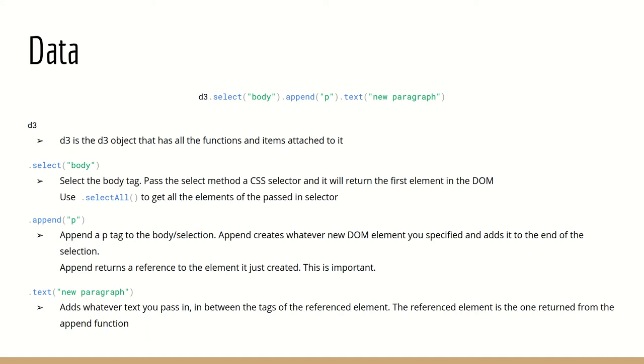Okay, once we've selected the body, append p. So append a p tag to the body selection. This append creates whatever new DOM element you specified and adds it to the end of the selection. Append returns a reference to the element it just created. This is important. So we append a paragraph, and append returns a reference to that element. Then the next method is .text, and we pass in some text to that. It adds whatever text you pass in between the tags of the referenced element, which is the one returned from the append function. So we'll try that out.